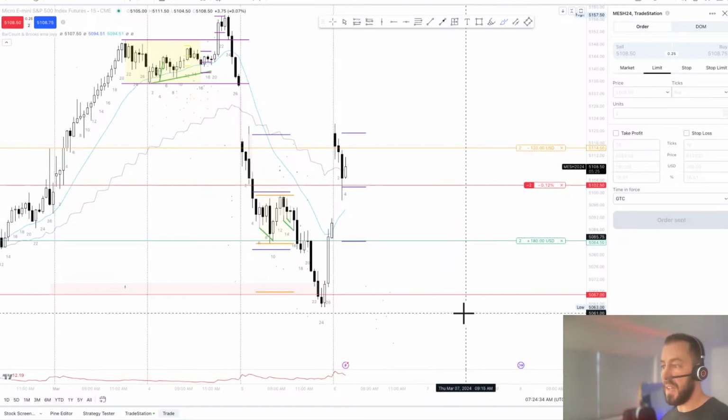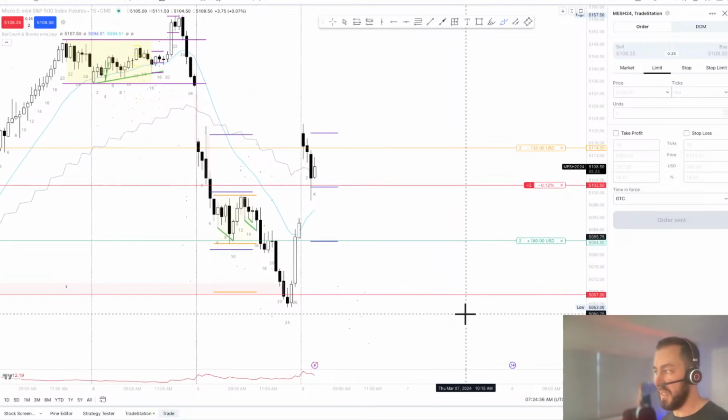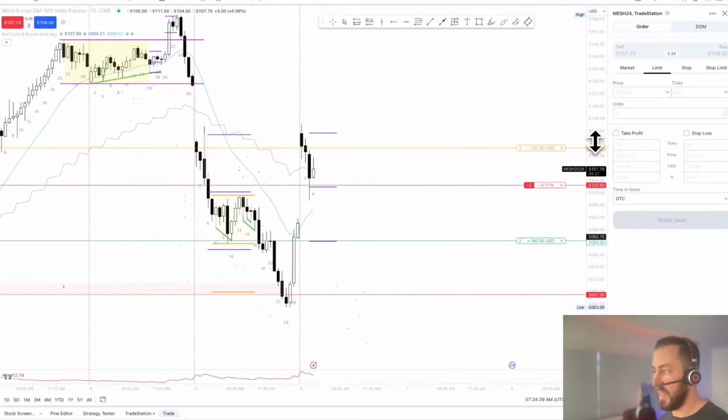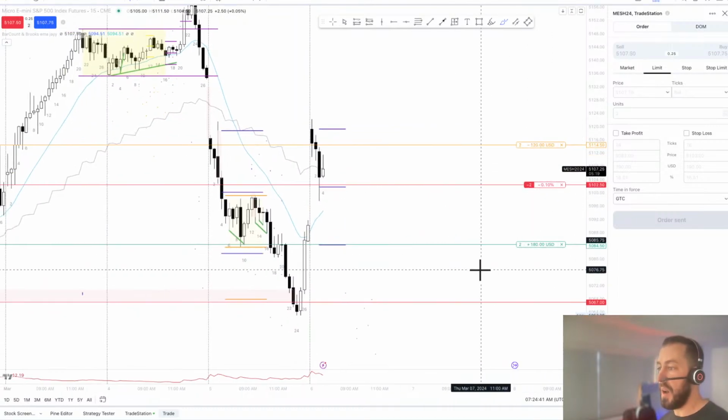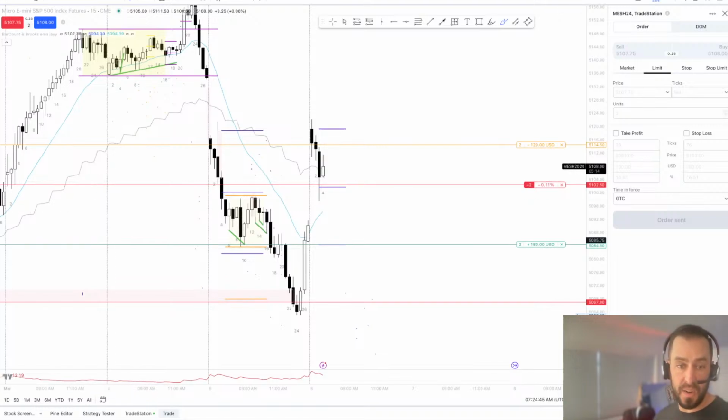So that just shows you that support and resistance works, which is why it's something you want to understand, and which is why I'm always saying in my videos, support and resistance, the most important idea to understand in all of trading. Most important idea.